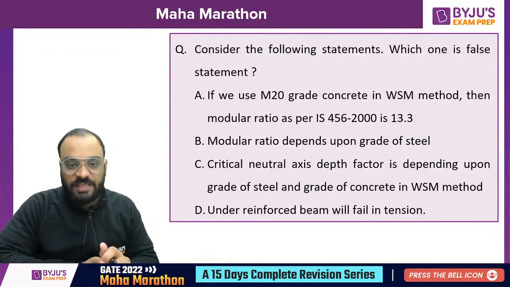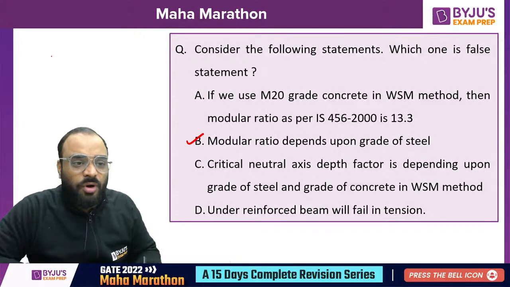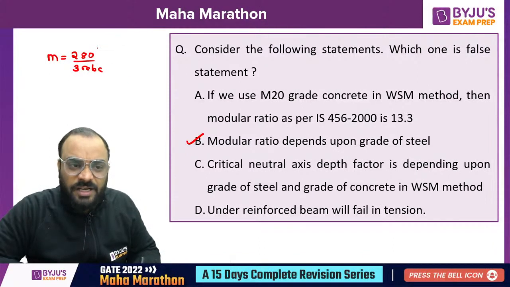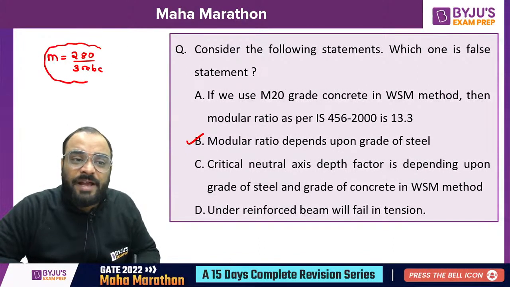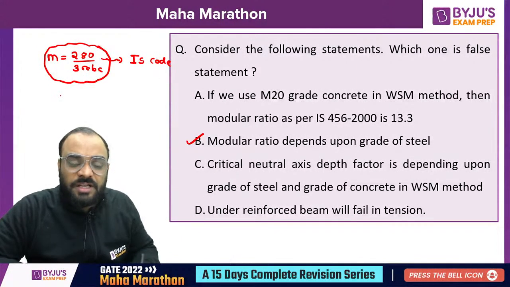Yes, you're correct, guys. This statement is false. Modular ratio, we know, guys, M, which is recommended by IS 456, is basically 280 by 3 sigma CBC. This is the value recommended by IS 456. Please remember it. But if you want to write it in general, then you can write it as ES by EC.